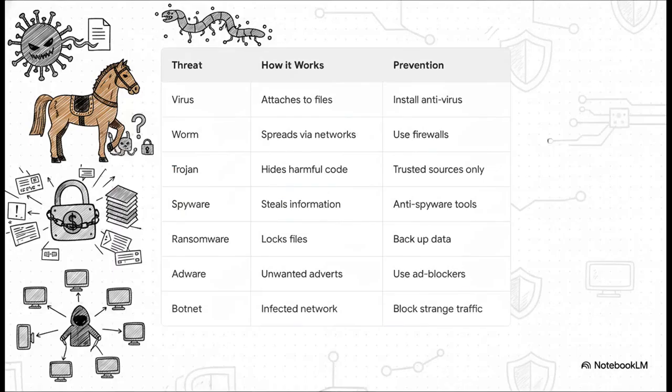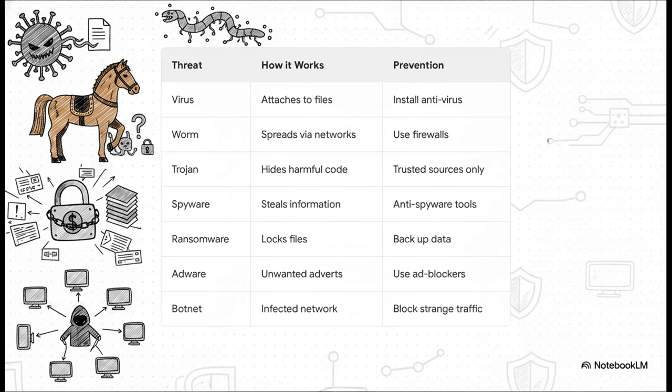All right, now for the meat of the app. You need to cover 7 specific threats. Let's run through them real quick. First up, the classic virus. This nasty thing attaches to files and spreads when you open them. So tell your users to install antivirus and never open weird attachments.